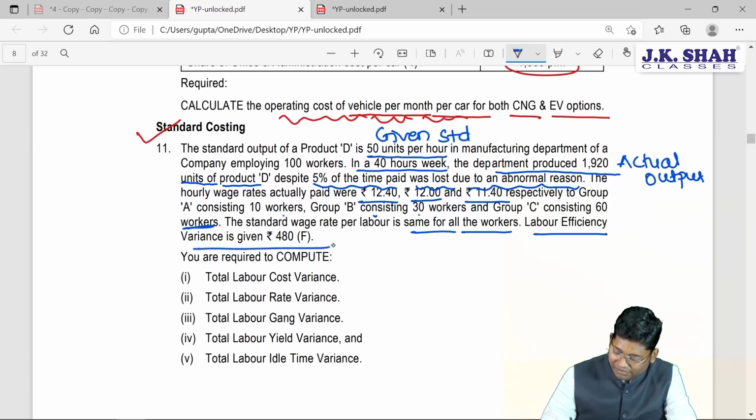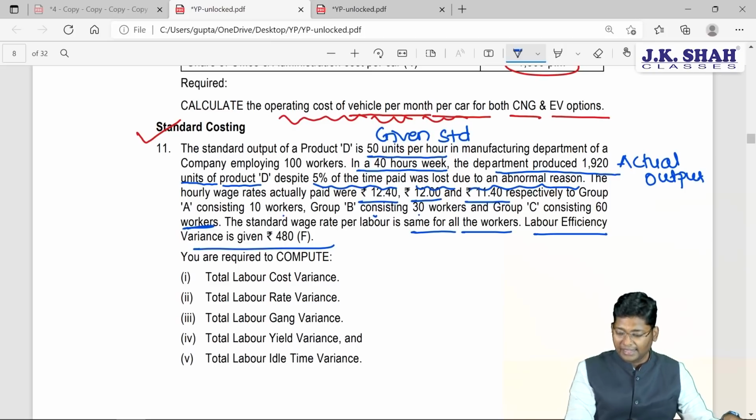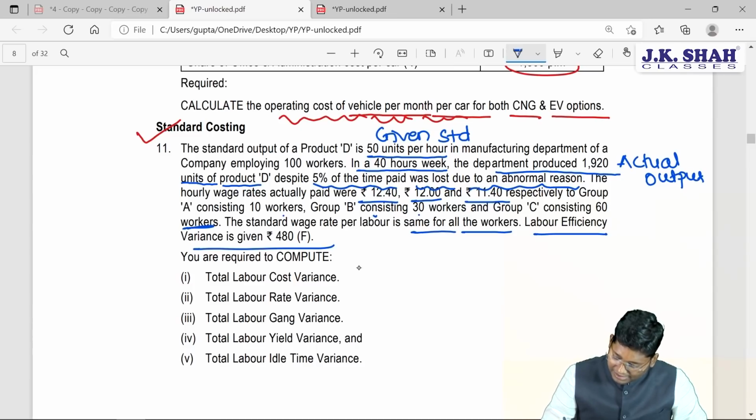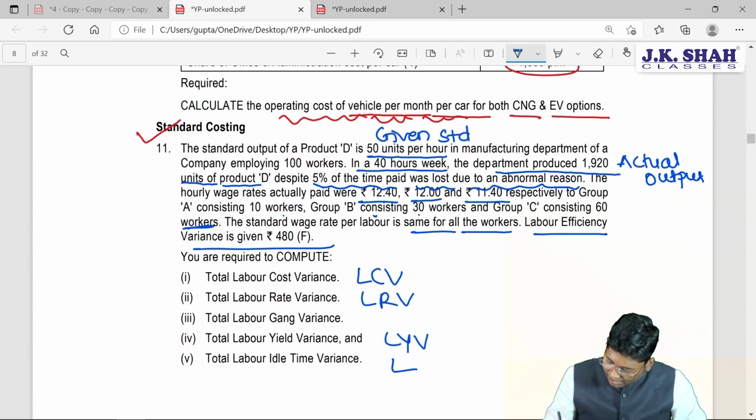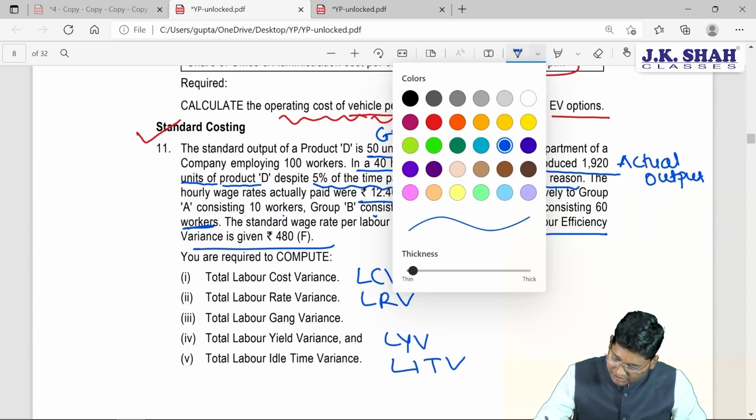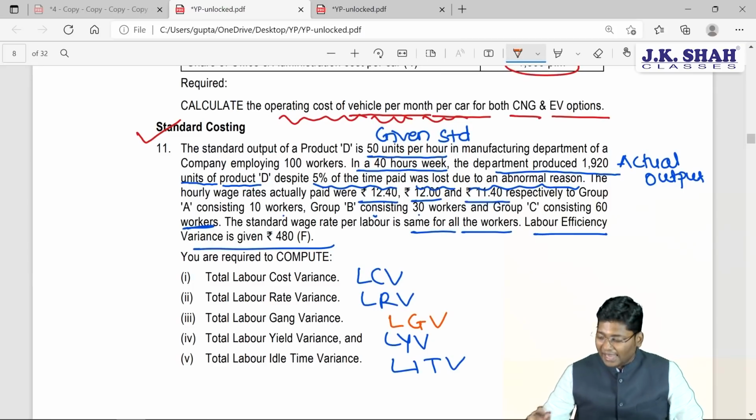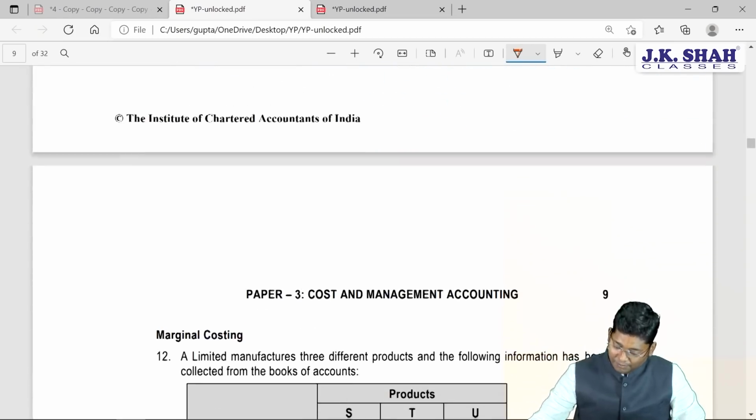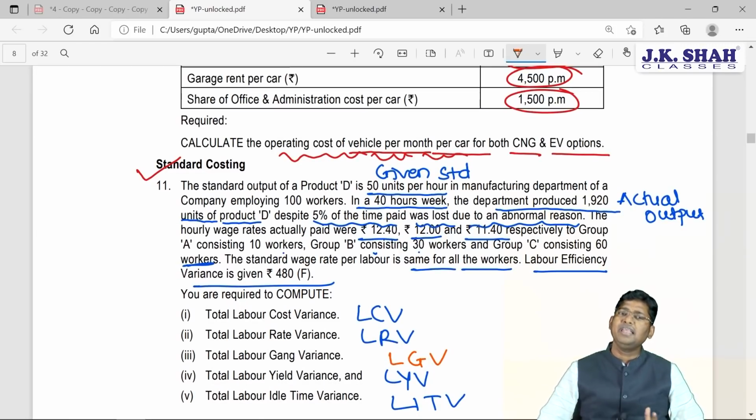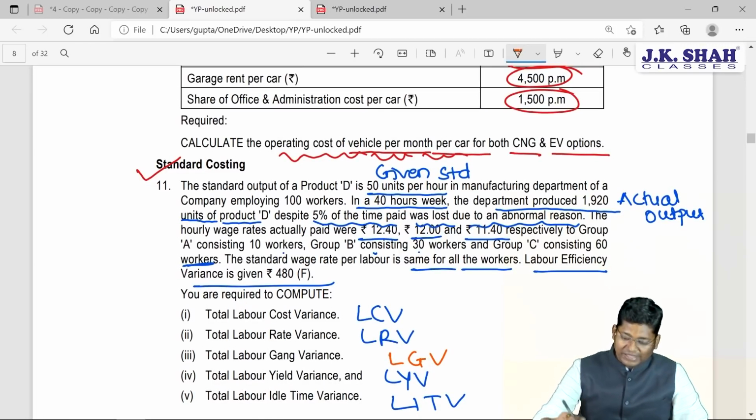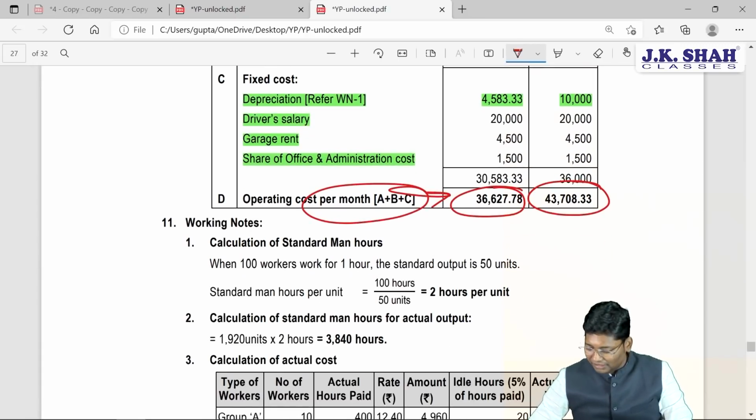Labor efficiency variance is given, and that is 480 favorable. By using the same information, the question is asking us to calculate the labor cost variance, labor rate variance, labor yield variance, labor idle time variance, and the new point which is covered here is labor gang variance. Now for calculation of this, we should prepare one table first. Sir, which table are we going to prepare? A table or statement showing the standard data and the actual data.